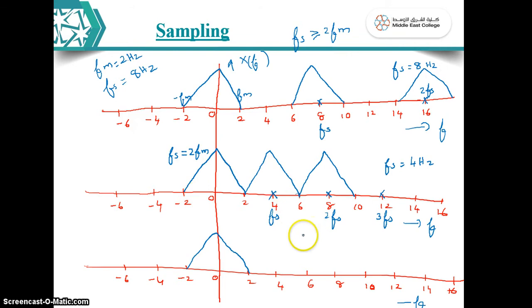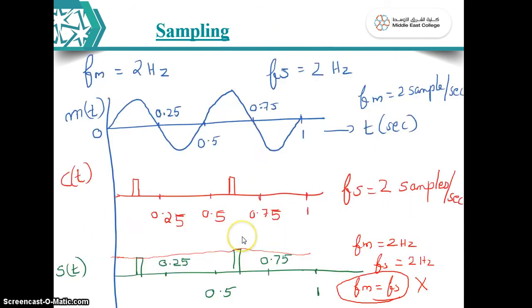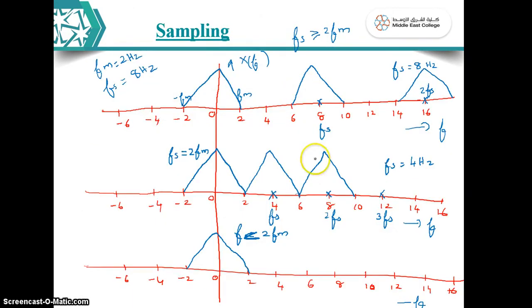Now consider the last case: Fs less than, not less than or equal, only less than 2Fm. Here, in the earlier case, we had taken the equal condition. So if you take in this case Fs equal to 2 Hz, then the first will appear here, the second sample should come here at Fs, and the third should come at 2Fs. Now see, around the second my full sample should come like this. At 4Fs, it should come like this.